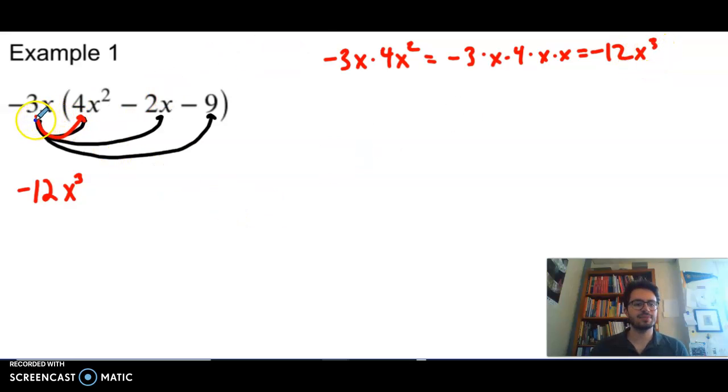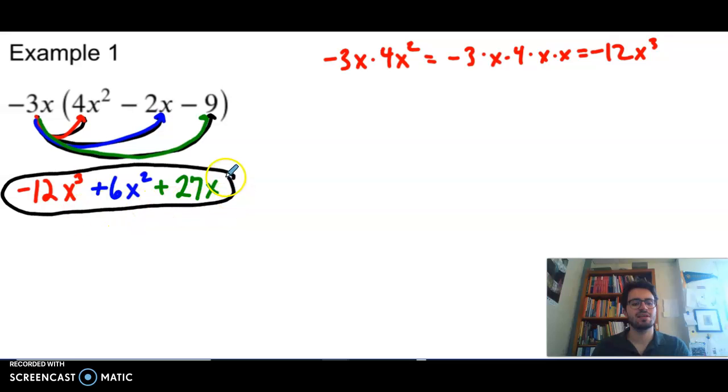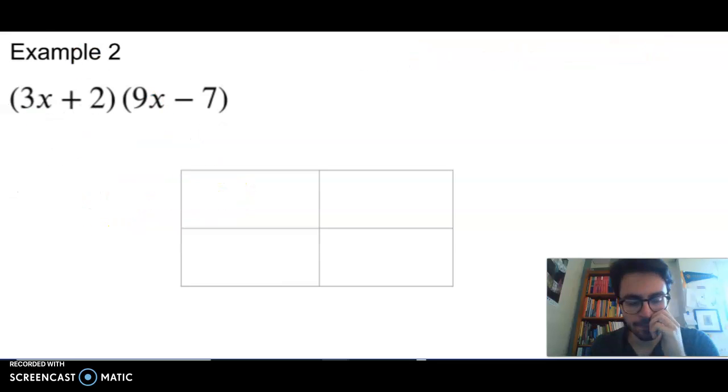We'll do this next one. Negative 3x times negative 2x, so I have negative 3 times negative 2, that's positive 6. Then I have x times x, that's x squared. Then we'll do the last one in green. Negative 3x times negative 9, so negative 3 times negative 9 is positive 27. And then you have the x. There's our answer.